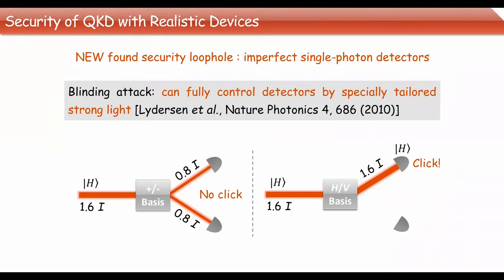And when you increase the power more, it becomes linear mode. So the eavesdropper can just use this characteristic. The eavesdropper need not manipulate or change the quantum state. What she can do is measure the state and then send her state, but using a very high power to either blind the detector or manipulate the detector. And with this manipulation, the eavesdropper can get the information of the key without disturbing Alice and Bob.